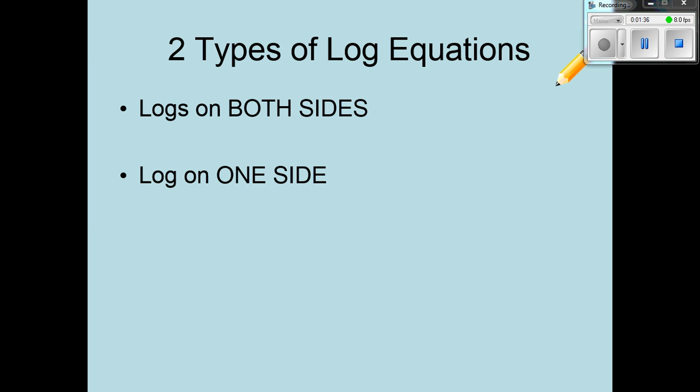We also need to know that there are two types of log equations. Just like there were two types of exponential equations, there are two types of log equations. One is that there are logs on both sides, and the other is that there is one log, and it's only on one side. And we're going to treat each one of those types of equations differently. So let's go ahead and try a few examples.